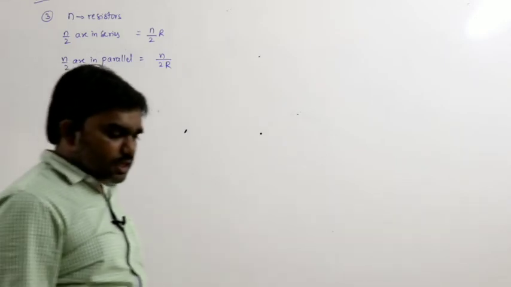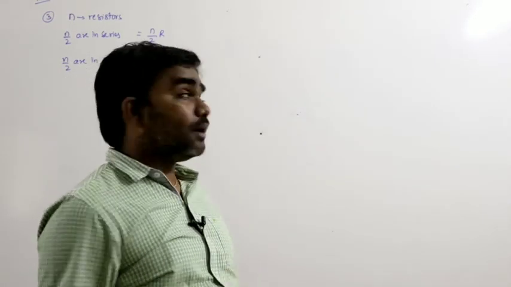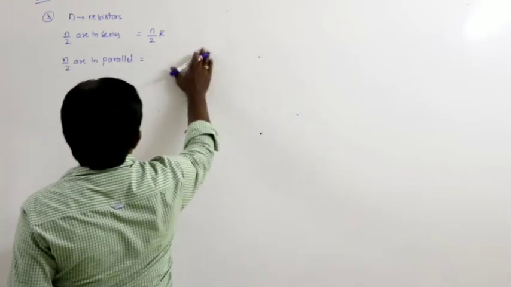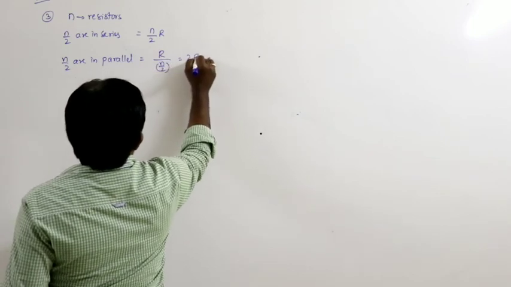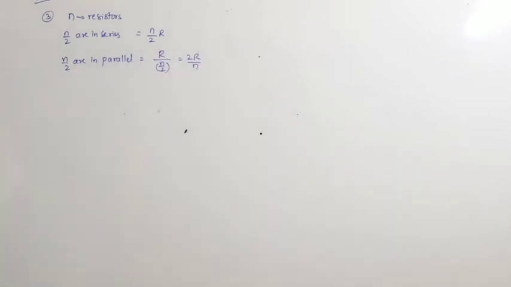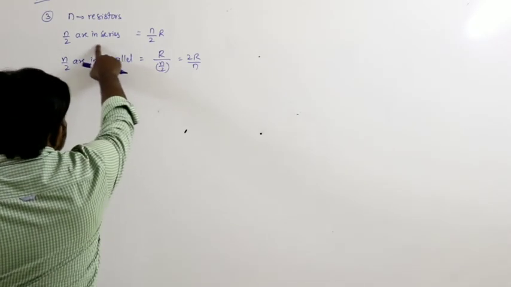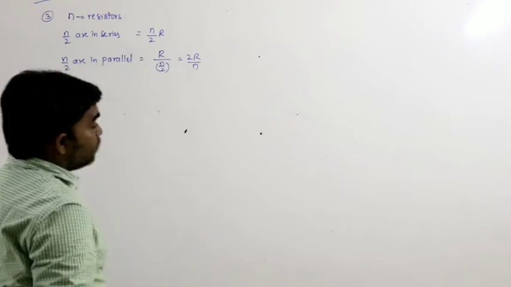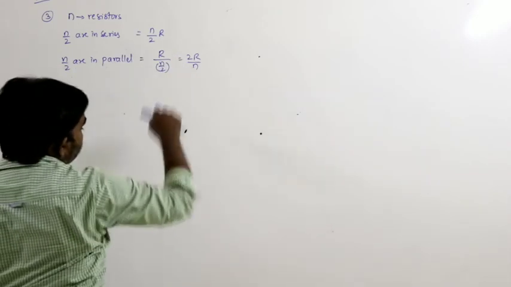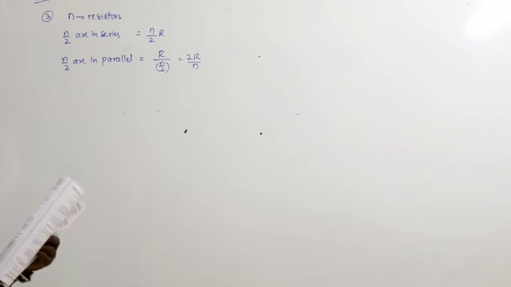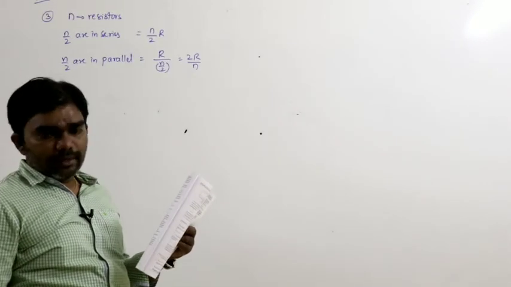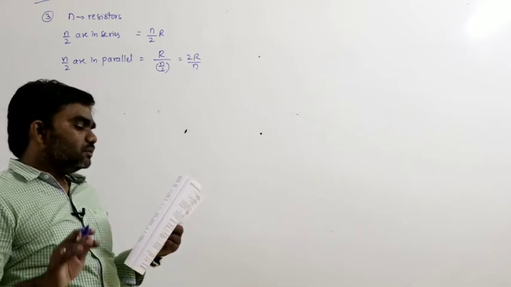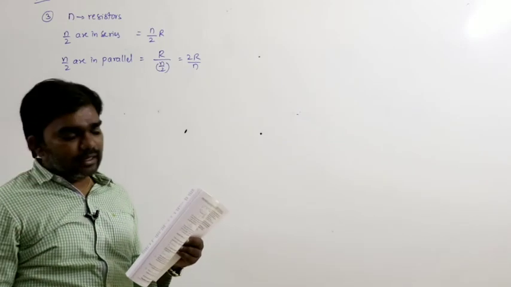If N resistances are connected in parallel, effective resistance is R by N. So that is R by N by 2, that is 2R by N. Now here N by 2 resistances are in series, effective resistance is N by 2 R. N by 2 are in parallel, effective is 2R by N. Now what is the situation here? The series connected group is kept in the left gap of the meter bridge and the parallel connected group is kept in the right gap of the meter bridge.